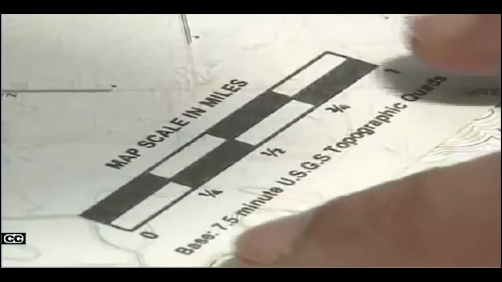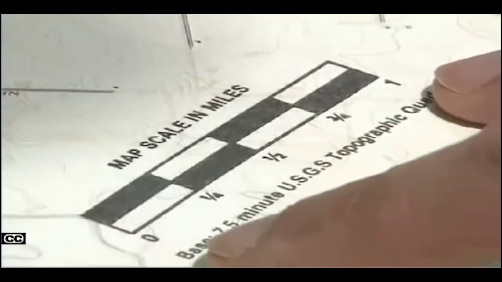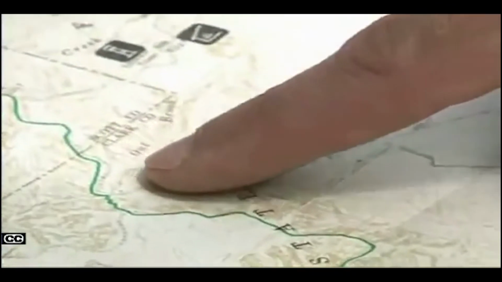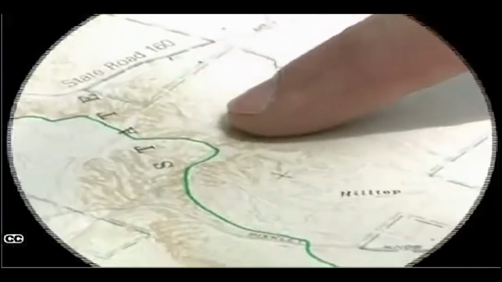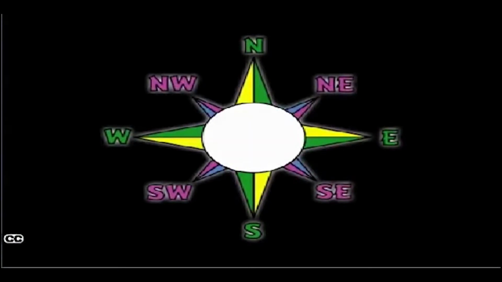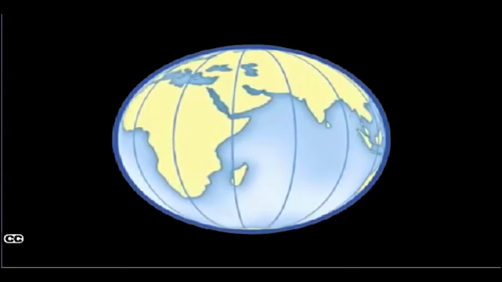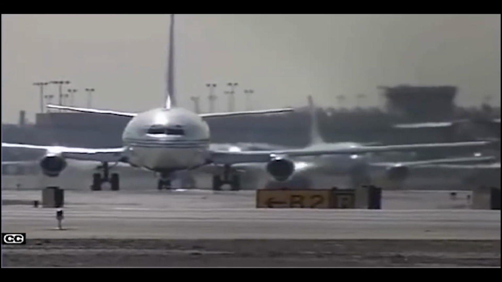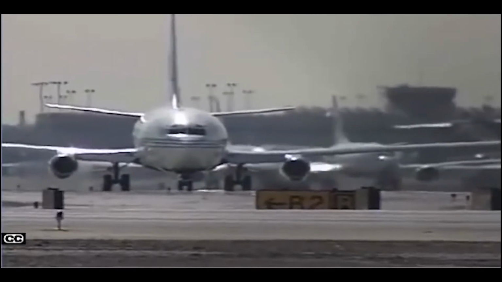As you can see, maps and globes have all kinds of absolutely cool features that help us answer the important question: where are we? Cardinal directions, intermediate directions, lines of latitude, and lines of longitude. All of these help us figure out where we are and where everything else is too.